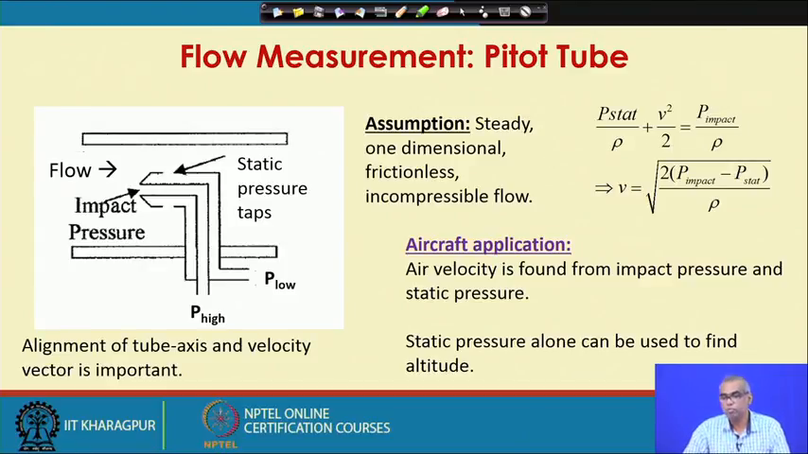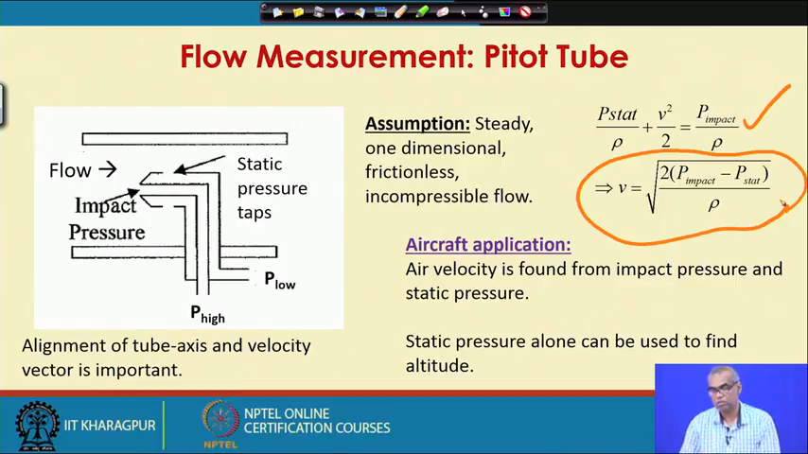Again we make use of Bernoulli's equation. The assumptions we make are the usual: steady flow, one dimensional flow, frictionless and incompressible flow. So, if I apply Bernoulli's equation, I will write static pressure divided by rho plus V square by 2 is impact pressure divided by rho, from which after rearrangement we can get an expression of velocity as follows. So, velocity equals square root of 2 into impact pressure minus static pressure divided by density of the fluid.